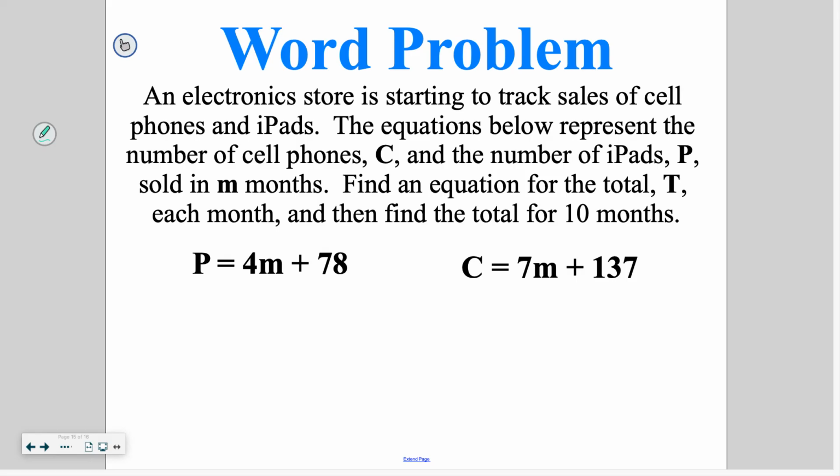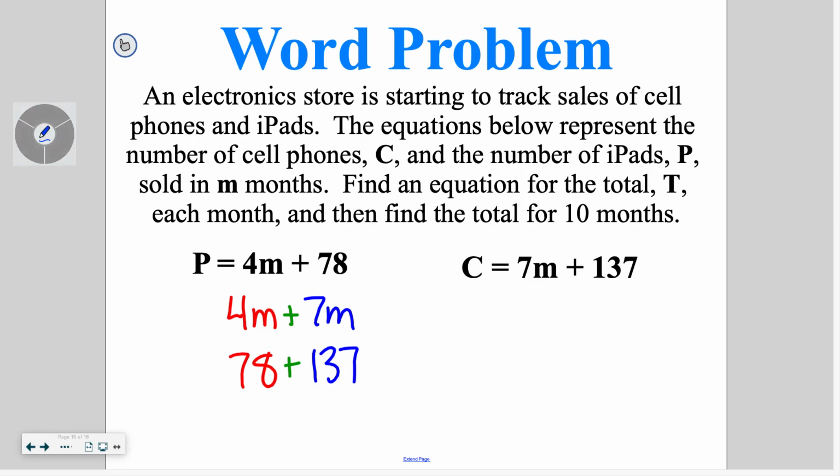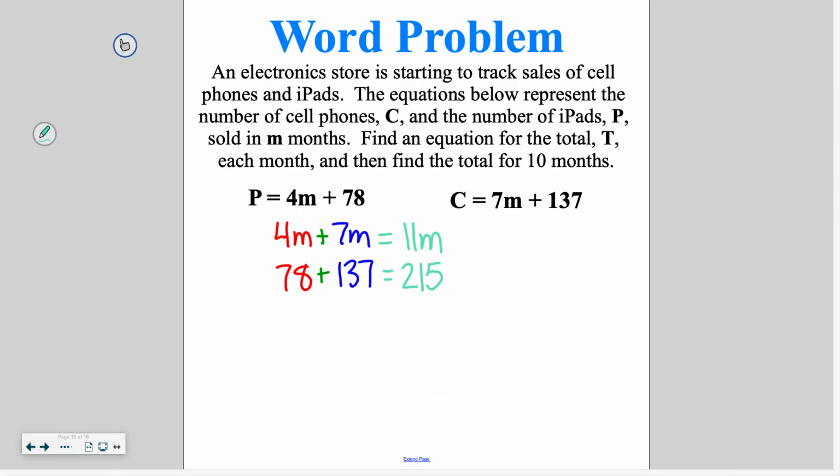Remember, total means addition, so we want to combine our two sales. So my first polynomial gives me 4m and 78. I'm combining them to find the total using addition. My second polynomial gives me a 7m and a 137. So when I add those up, I get a total of 11m and 215. So your total equation is going to be total is equal to 11m plus 215.